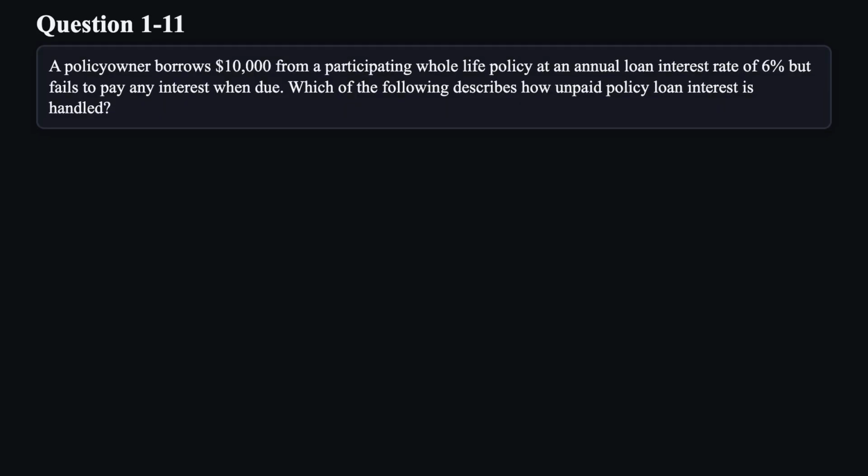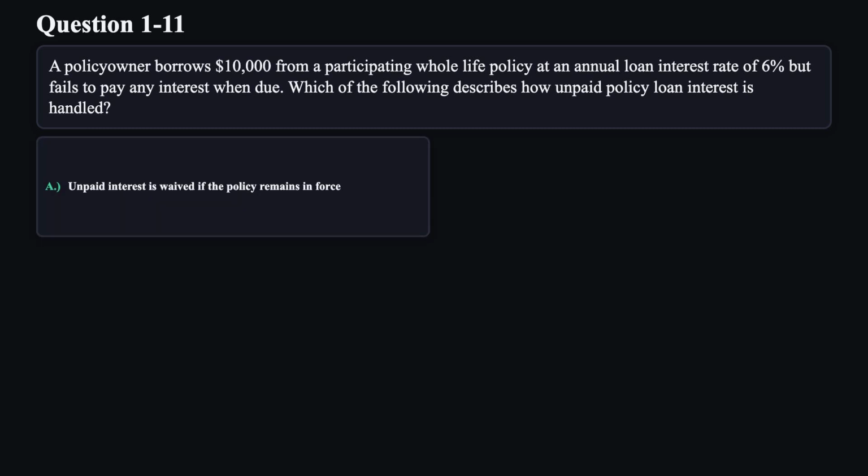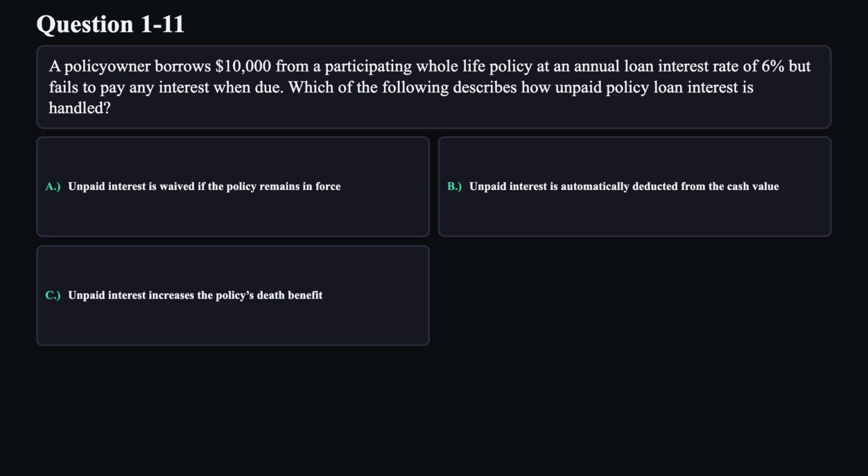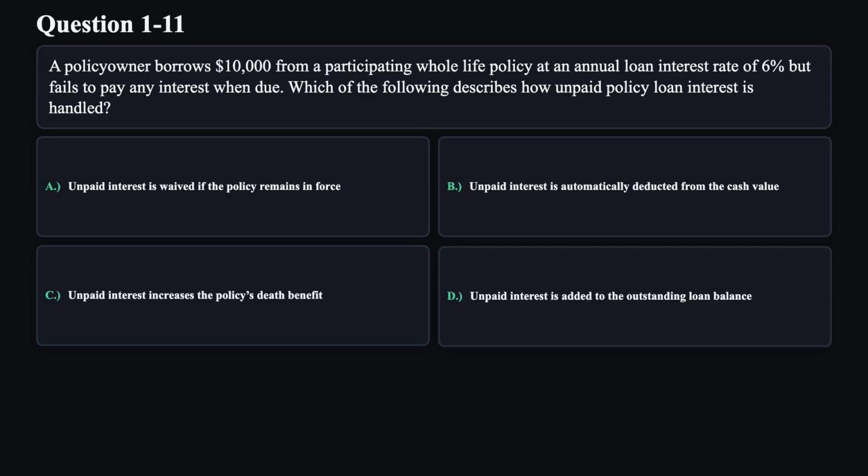Question 11. A policy owner borrows $10,000 from a participating whole life policy at an annual loan interest rate of 6%, but fails to pay any interest when due. Which of the following describes how unpaid policy loan interest is handled? A. Unpaid interest is waived if the policy remains in force. B. Unpaid interest is automatically deducted from the cash value. C. Unpaid interest increases the policy's death benefit. D. Unpaid interest is added to the outstanding loan balance.